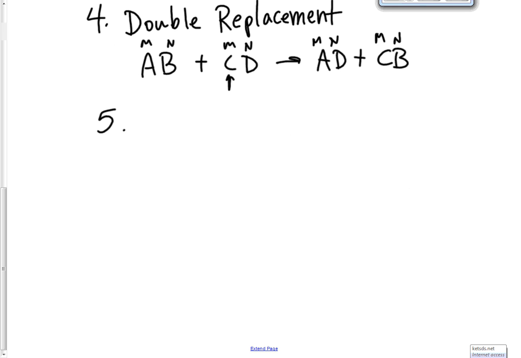So the last type is combustion. Okay, so anytime something burns, you're going to get a combustion. This one's a little bit different. You have CxHy, which is just any old hydrocarbon. So it's only carbon and only hydrogen. Those x and y could be any number. It could be C2H4, C2H6, whatever works.